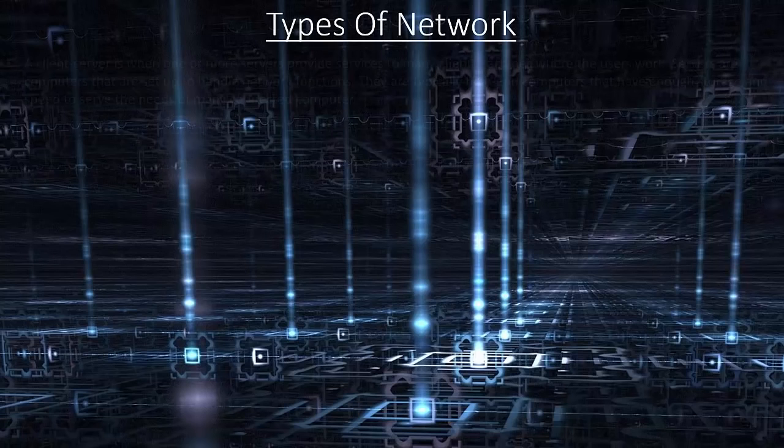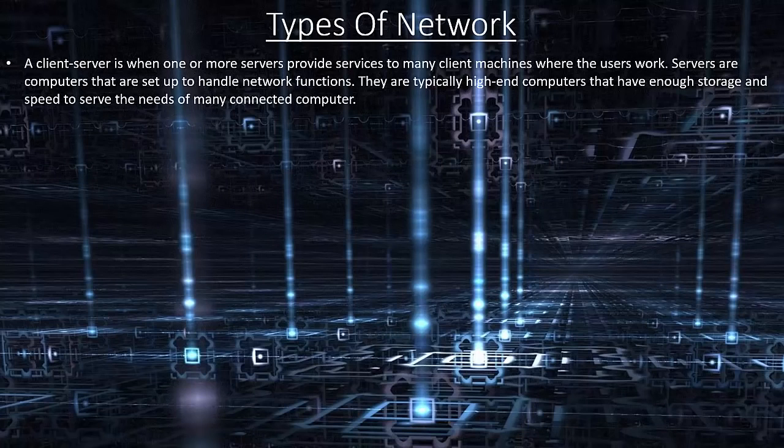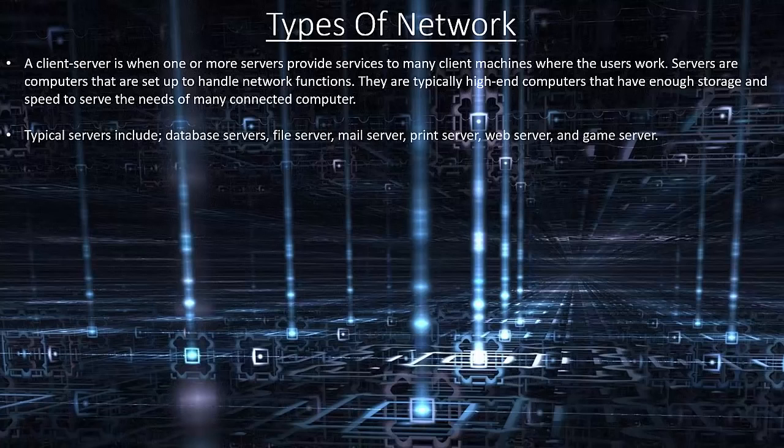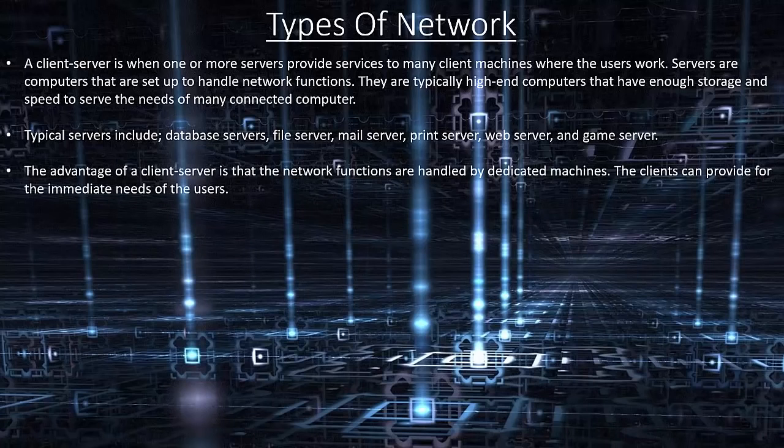Types of network. A client server is when one or more servers provide services to many client machines where the users work. Servers are computers that are set up to handle network functions. They are typically high-end computers that have enough storage and speed to serve the needs of many connected computers. Typical servers include database servers, file servers, mail servers, print servers, web servers, and game servers. The advantage of a client server is that the network functions are handled by dedicated machines. The clients can provide for the immediate needs of the users.